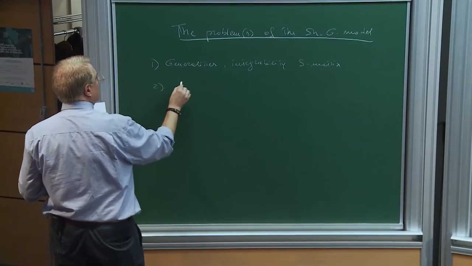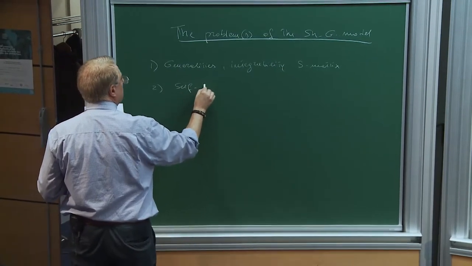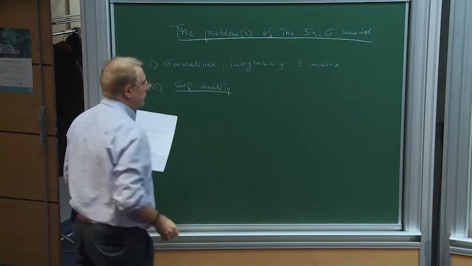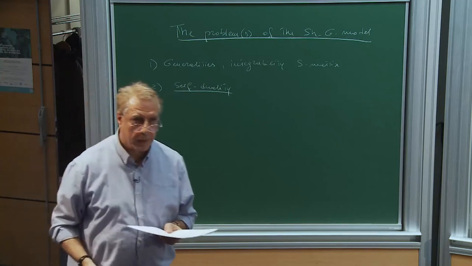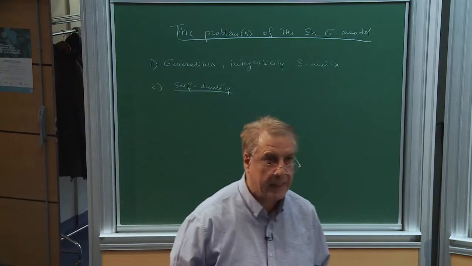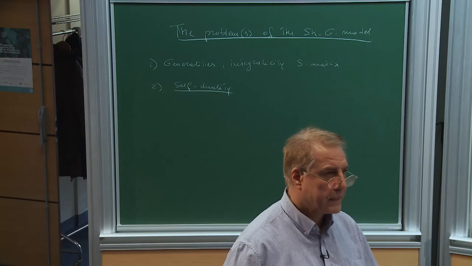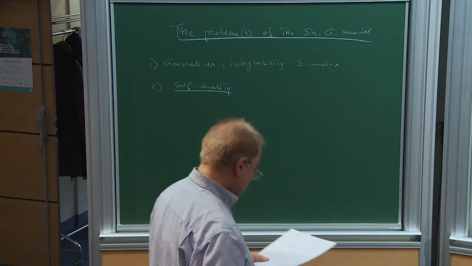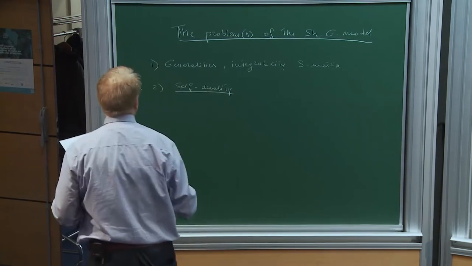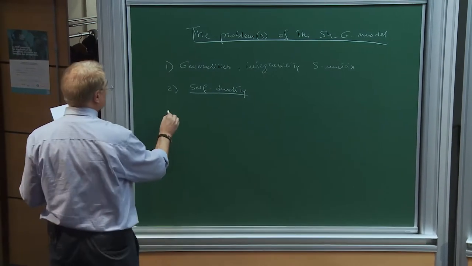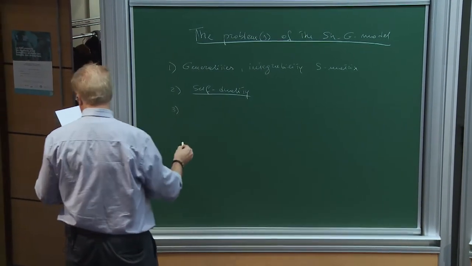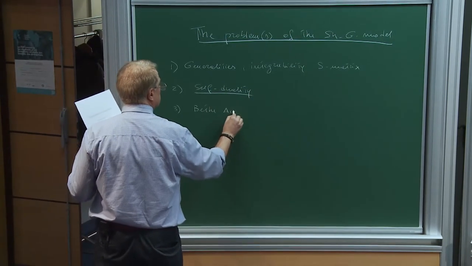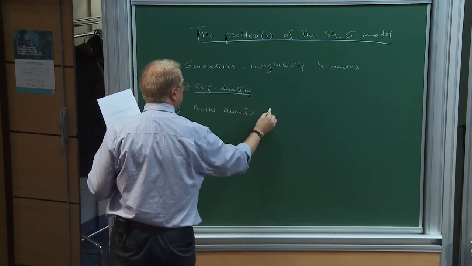Then I'm going to talk on the subject which is really the root of all the problems of this model, which is its self-duality. Alias, the model seems to be the same for weak and strong coupling. But this is really where all the enigma comes about with this model. Then I'm going to tell you about Bethe Ansatz and what we can learn about finite volume.